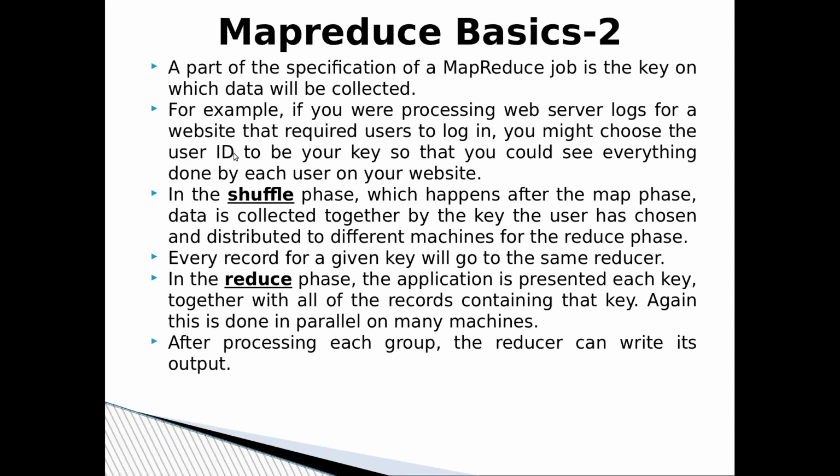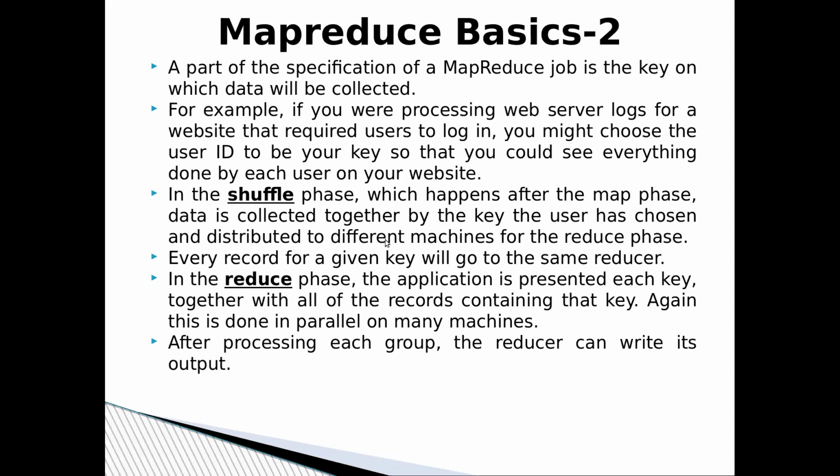Okay, so in that case, our key should be the user ID so that we can see everything done by each user on the website. In the map phase, the key is the thing. We must see what key we are working on. Then in the shuffle phase, which is after the map phase, data is collected together by the key the user has chosen and distributed to different machines for the reduce phase.